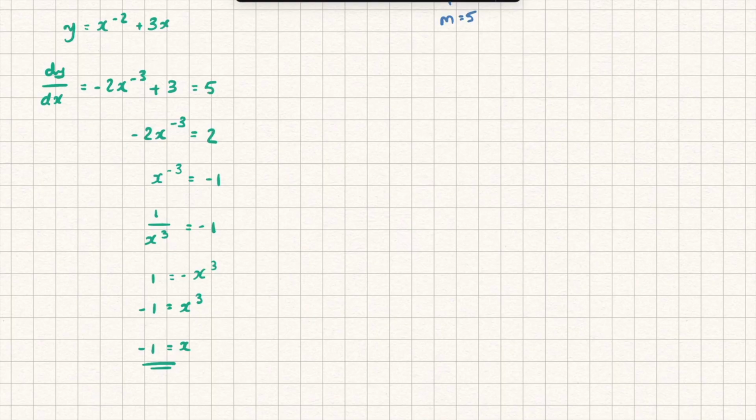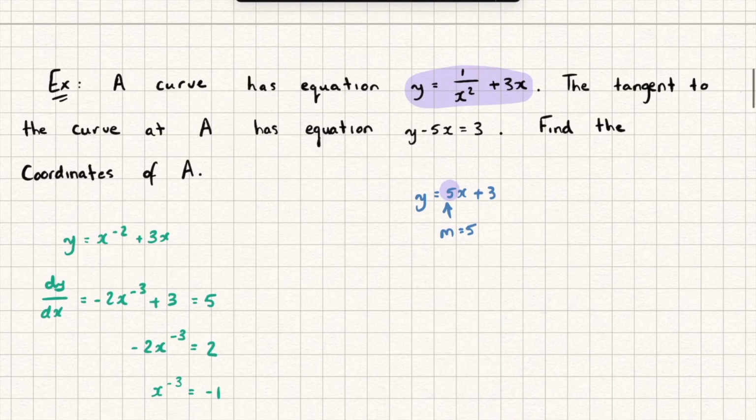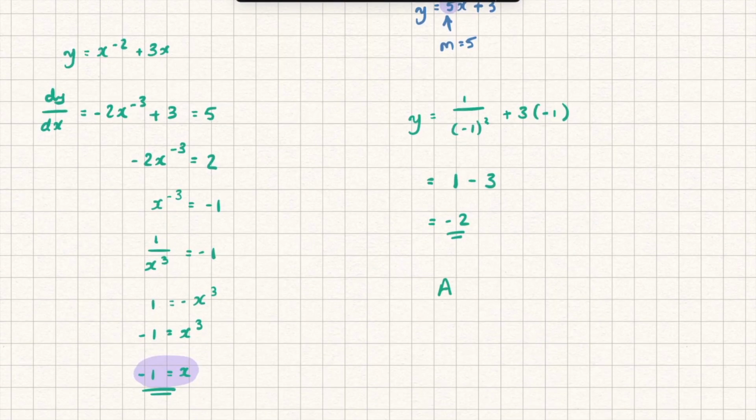Now we want both the coordinates of A, so now I need to find the y coordinate. And I can do this by taking x equals negative 1 and substituting it into my equation of the curve wherever there's an x. So let's do that. So we've got the y coordinate is equal to 1 over minus 1 squared plus 3 multiplied by negative 1. Well, negative 1 squared is 1, so we get 1 over 1, which is 1. And 3 multiplied by negative 1 is negative 3, and so the y coordinate is negative 2. So the coordinates of the point A are minus 1, minus 2.